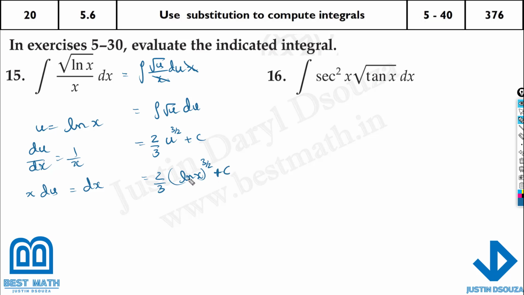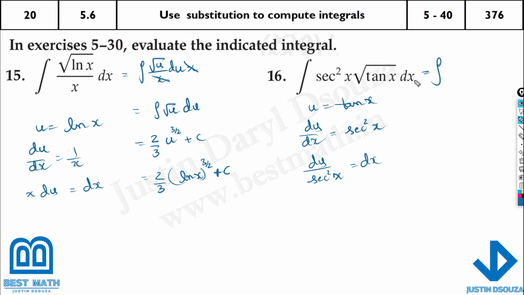It can be 0, 1, 2, any number, or negative or positive numbers. What about this one here? I know the derivative of tan x is secant square, right? So I'll just take u is equal to tan x. So du by dx is equal to secant square x. And now I'll rearrange: du by secant square x will be equal to dx.